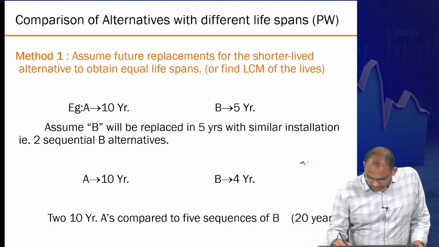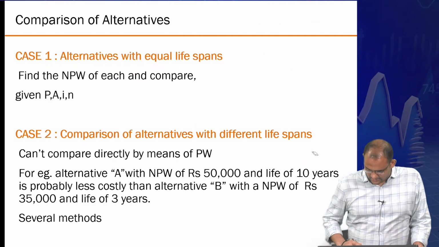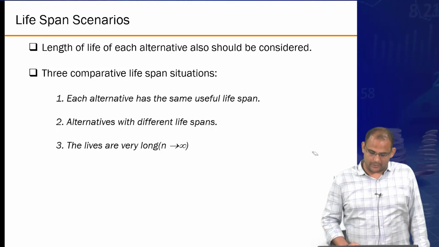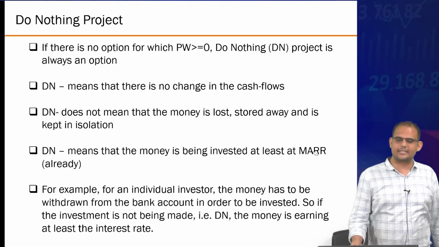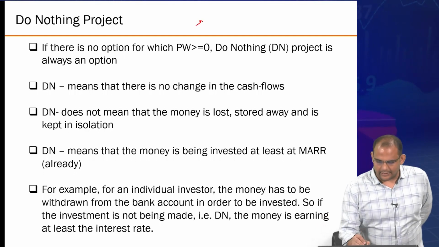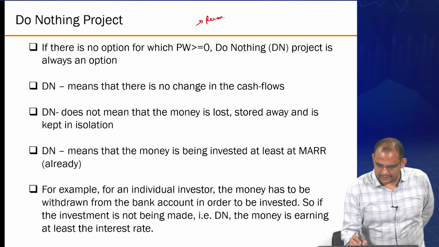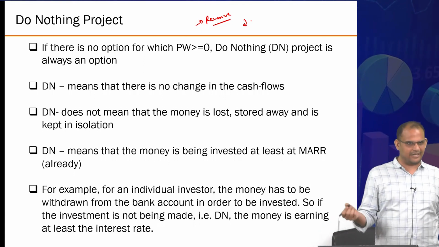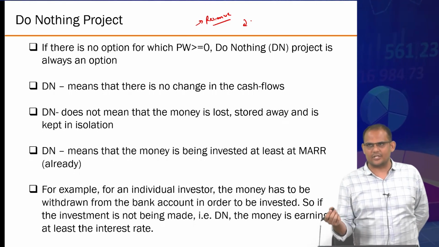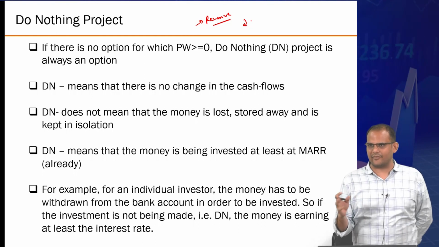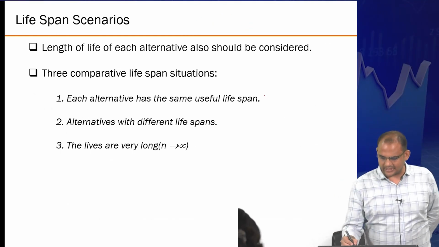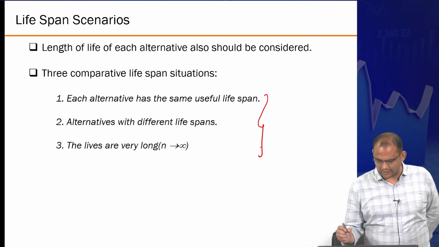So in the present worth analysis, these are the two important things that you need to consider. One is, if it's a revenue generating project, then you also need to consider do nothing as an option, which is a by default option. If it's a cost only project, then it's treated slightly differently, and we saw those kinds of examples. And we were discussing these lifespan scenarios of alternatives.